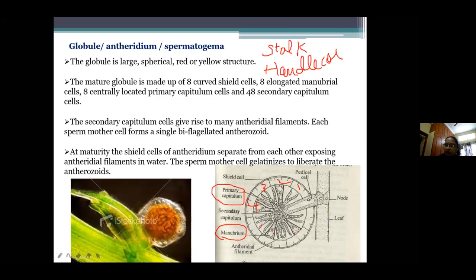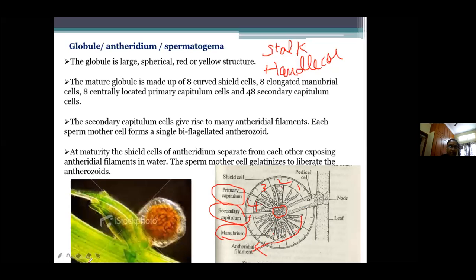After that, the secondary capitulum cells are on the inner side. If you observe the inner side, this part is called the secondary capitulum cells. Long, coiled, thread-like antheridial filaments are also present. See here, this ending part, this whole part is the antheridial filaments. The total output is about 20,000 to 50,000 sperms. This is the structure of the globule.